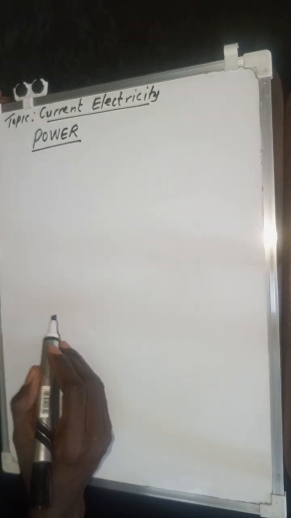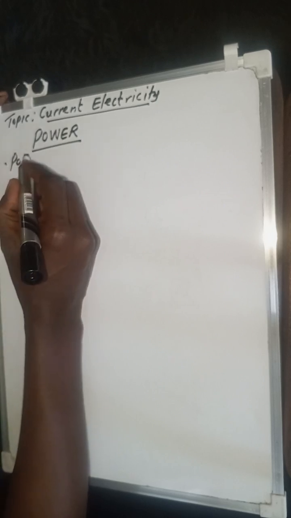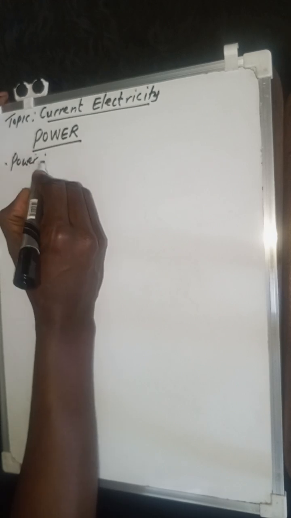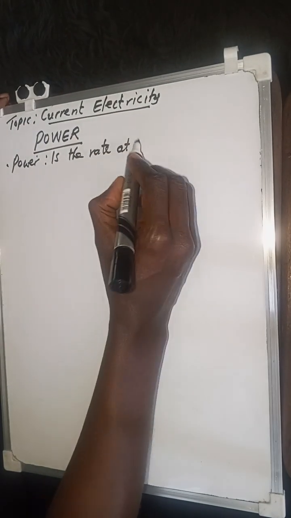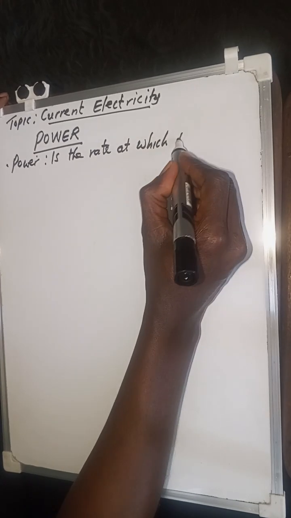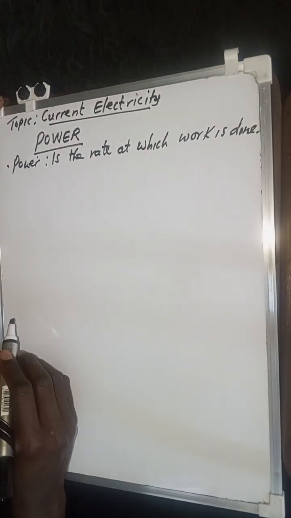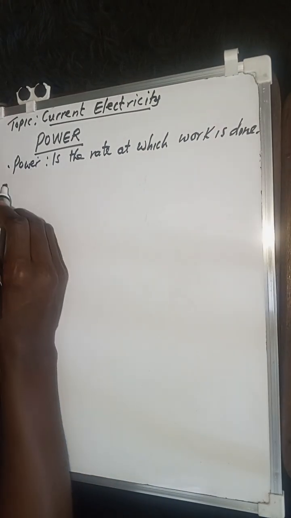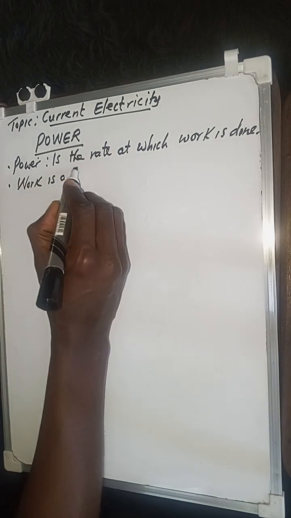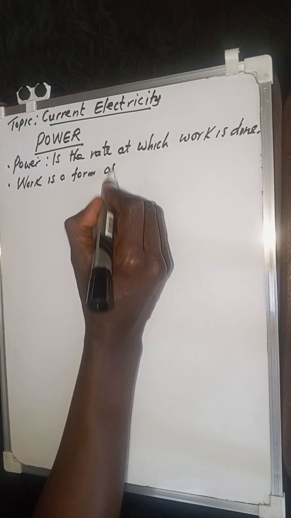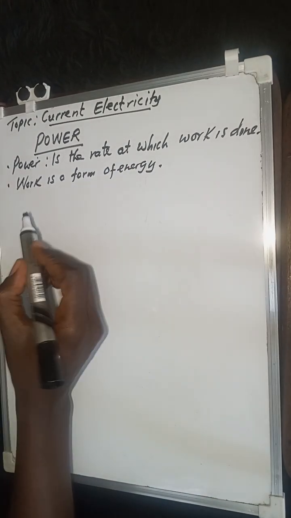What exactly is power? Well, we define power as simply the rate at which work is done. So we can simply say that power is the rate at which work is done, and that is what we simply call power. Now remember, of course, that work is simply a form of energy. Therefore, what's the formula that we are going to be using for power?